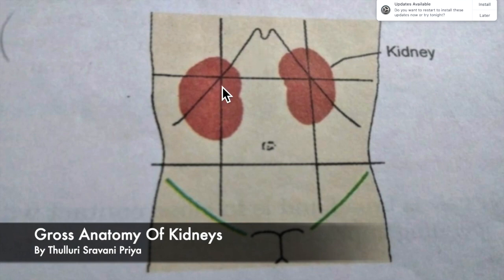We see the location according to the nine quadrants. This is the right kidney and this is the left kidney. Each kidney is located in the epigastric region. This is the epigastric region, right hypochondriac, right lumbar and umbilical region. The right kidney is slightly lower than the left kidney due to the presence of the liver.